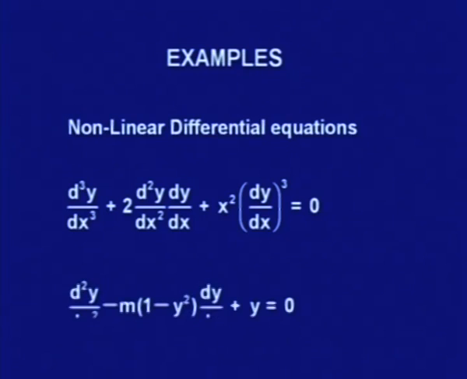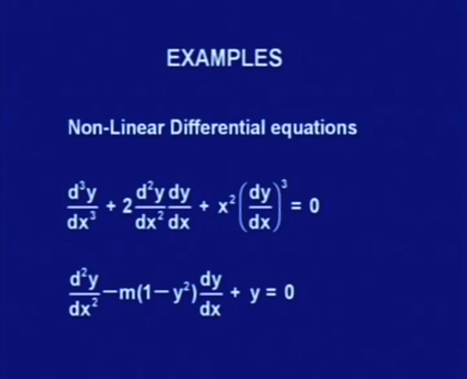The second example: d2y over dx2 minus m times 1 minus y square times dy over dx plus y is equal to 0. Here we see that derivatives occur in the first degree only, but the function itself occurs in the second degree. Moreover, in one component the function and its derivative occur simultaneously. Thus, this is also an example of a non-linear differential equation.